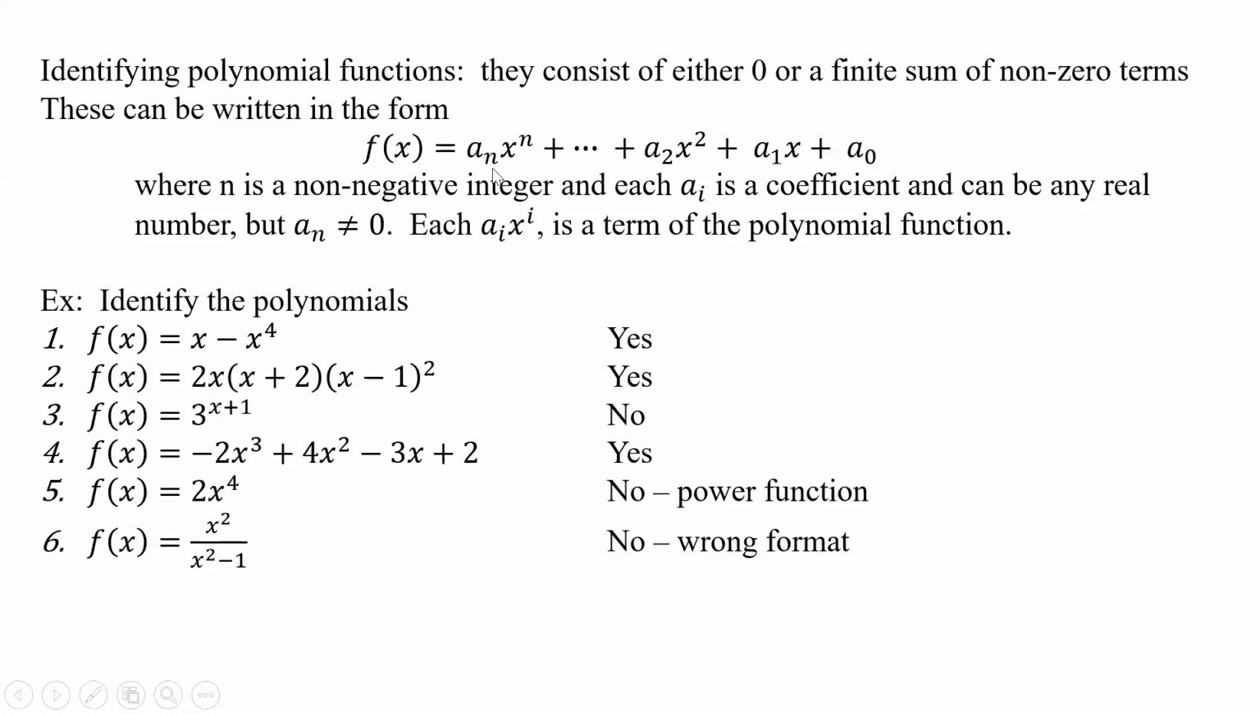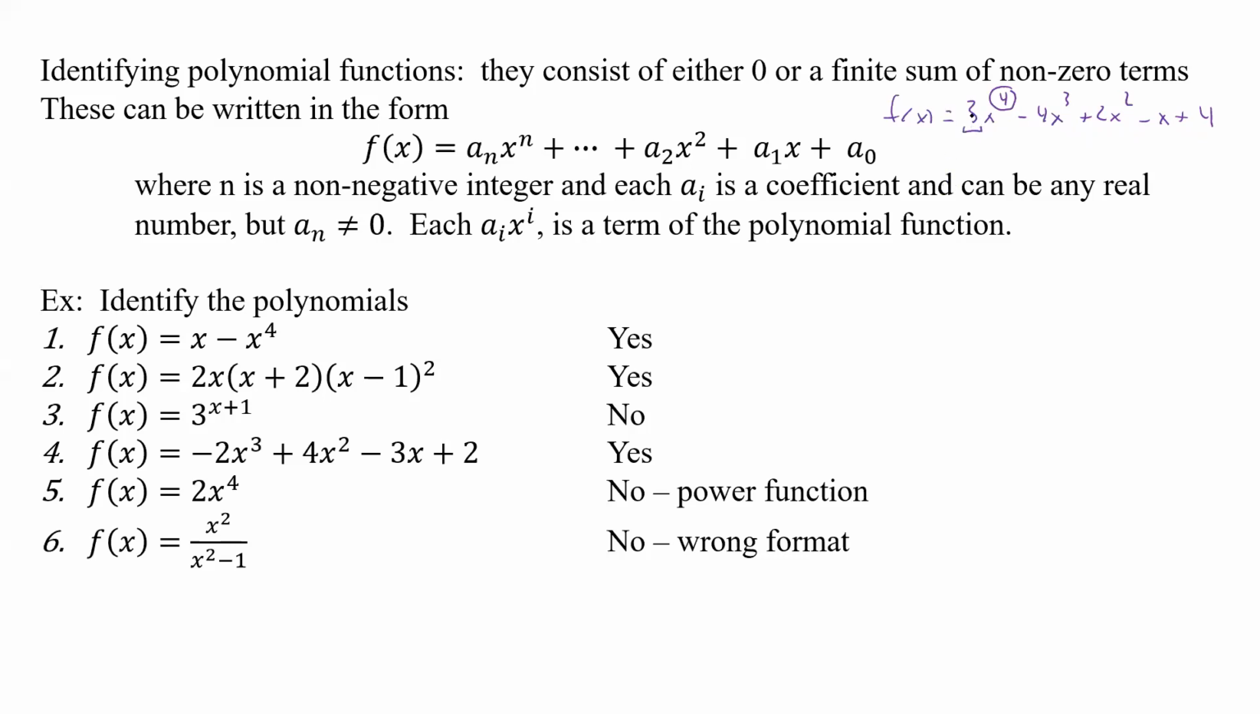So basically, you're going to have some normal function that we always see. It might be f of x equals 3x to the fourth minus 4x cubed plus 2x squared minus x plus 4, something like that. It's going to be a form like that. And n is the non-negative integer of the power, and that's going to be our highest degree. Then we're going to have some coefficient here, and that's going to be any real number.